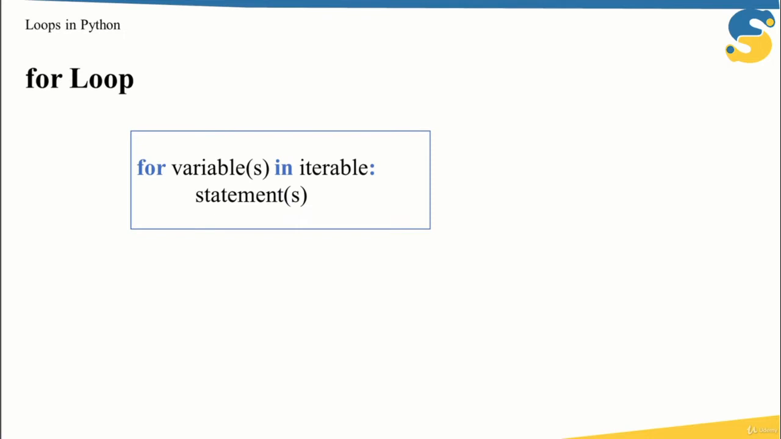As you see here, if you want to use for loop, you have to say for, then variable or set of variables. So you can say variable or variables in iterable, then colon, and then you have to put some statements. You can use one statement or multiple statements. And note here that there are some spaces at the beginning of each line of statements in order to make the interpreter understand that these statements belong to the block of for. And please, don't forget the colon.